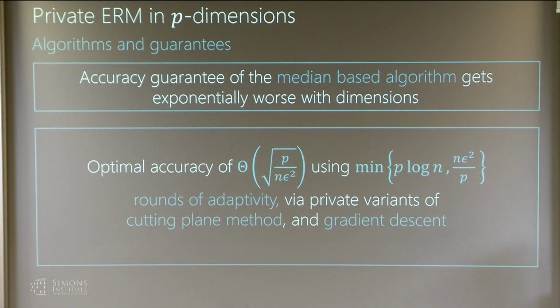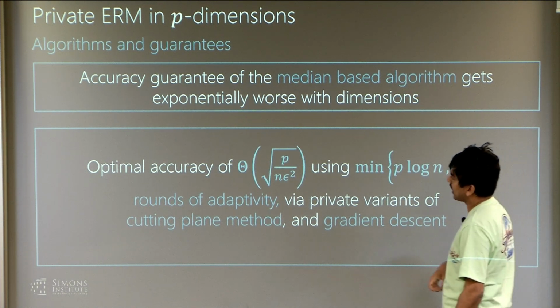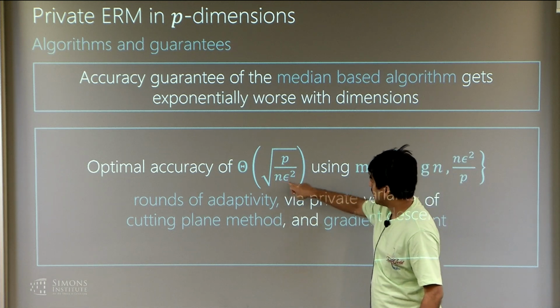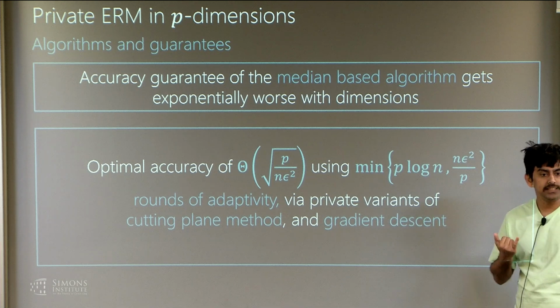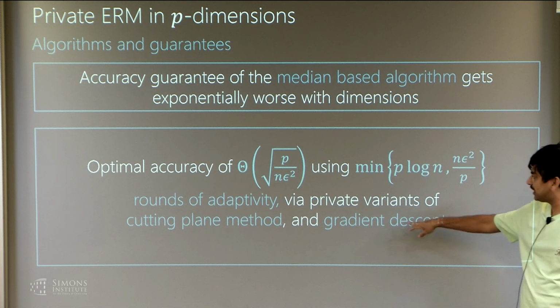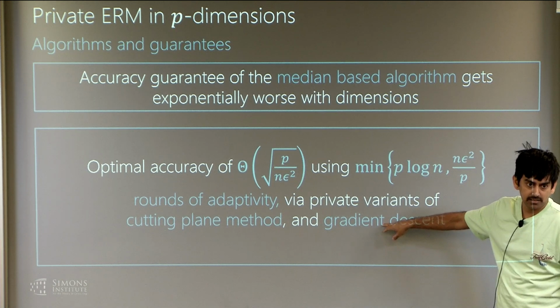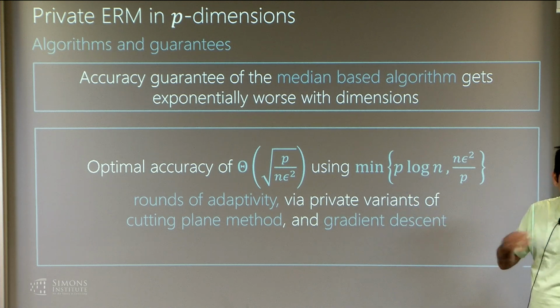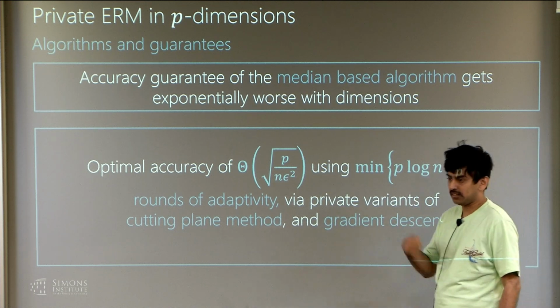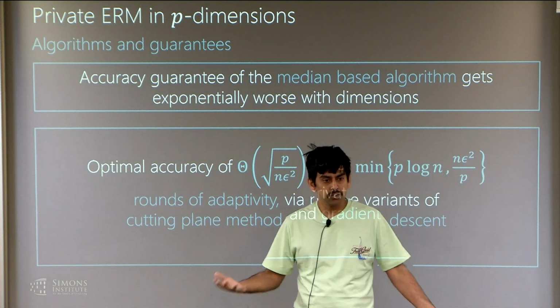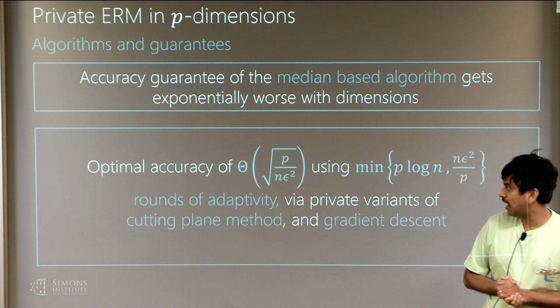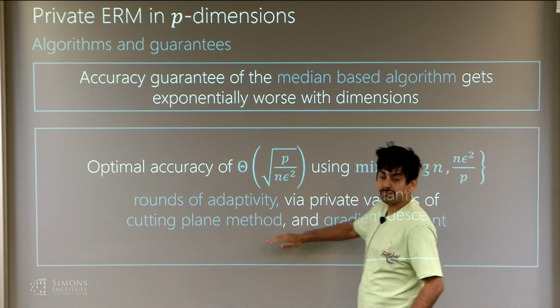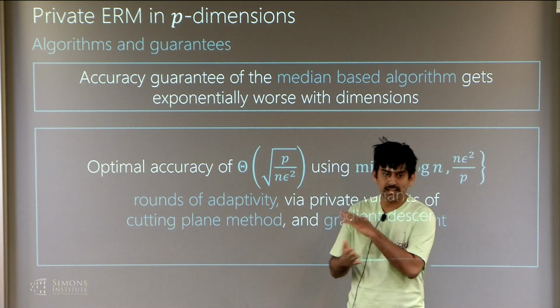Although in higher dimensions you can get an optimal accuracy of square root of p over n epsilon squared using a combination of two methods. One is a differentially private variant of the gradient descent method. We all know that if you take the gradient, add noise, and do a bunch of iterations, then you would get a differentially private algorithm. The variant we actually analyze in this paper is what is called the cutting plane method. It's basically a binary search in the high dimensional space.